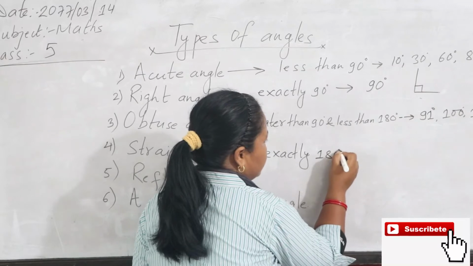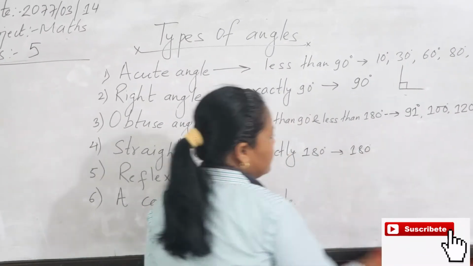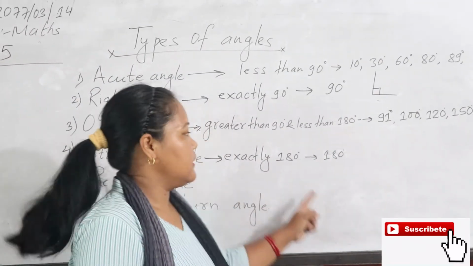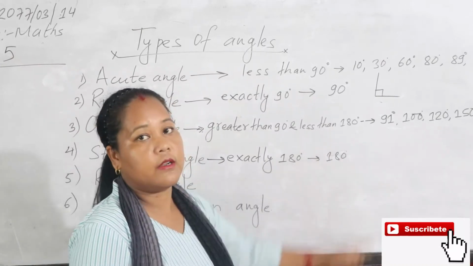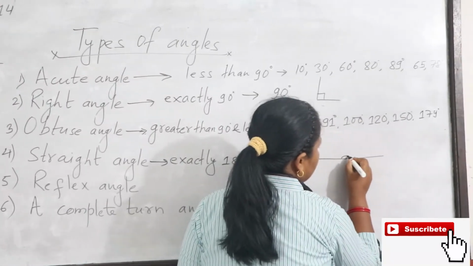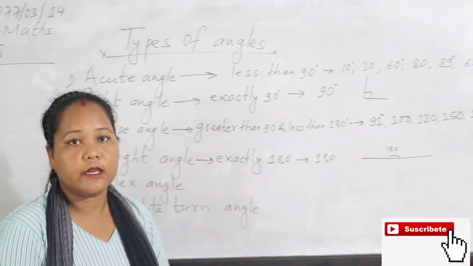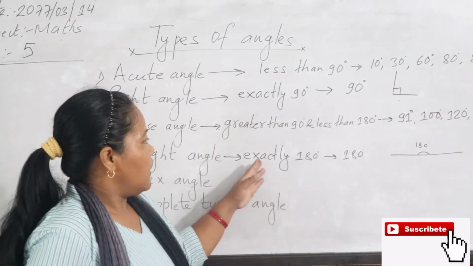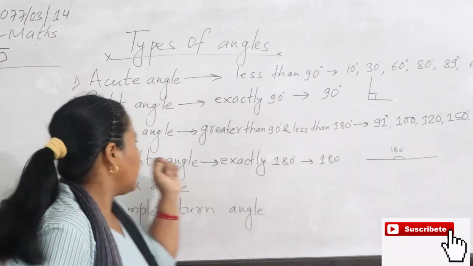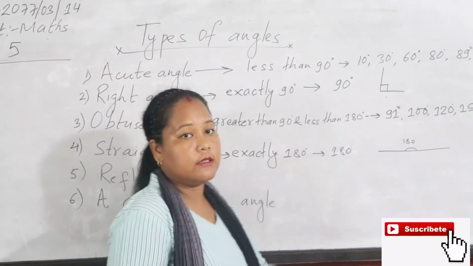Exactly 180 degree. Its example is only 180 degree. Not 179, not 181. It should be only one, that is 180 degree. And its figure is straight. Yes, this is 180 degree. Okay? Right angle also only one, 90 degree, and straight angle also only one, that is 180 degree.